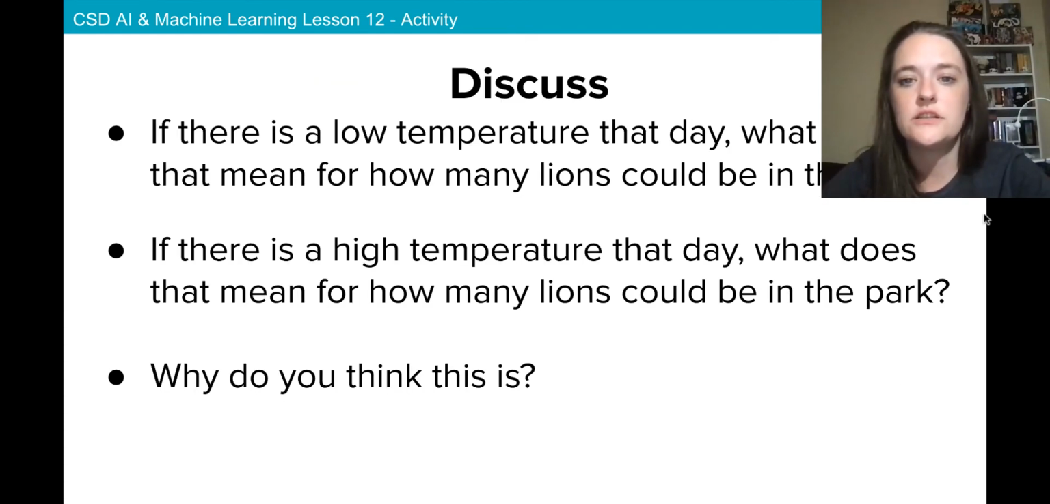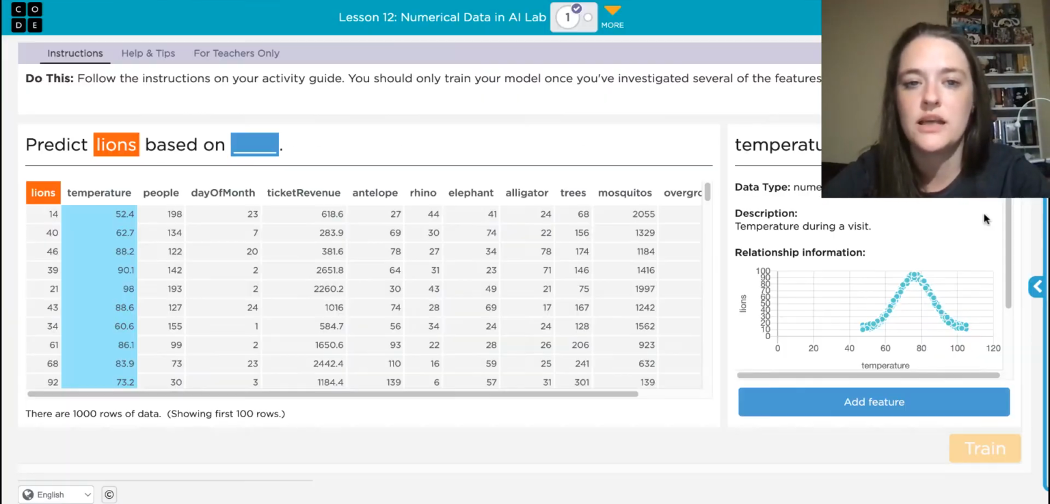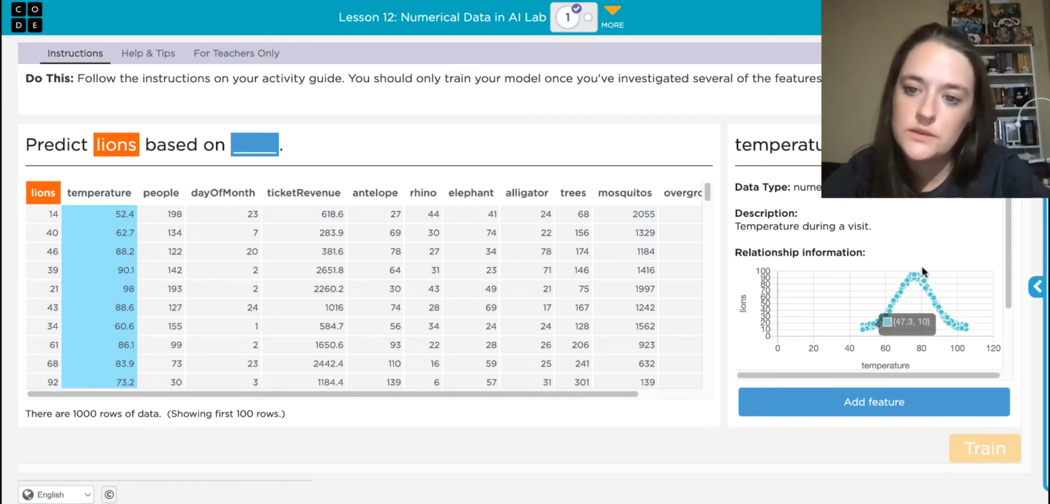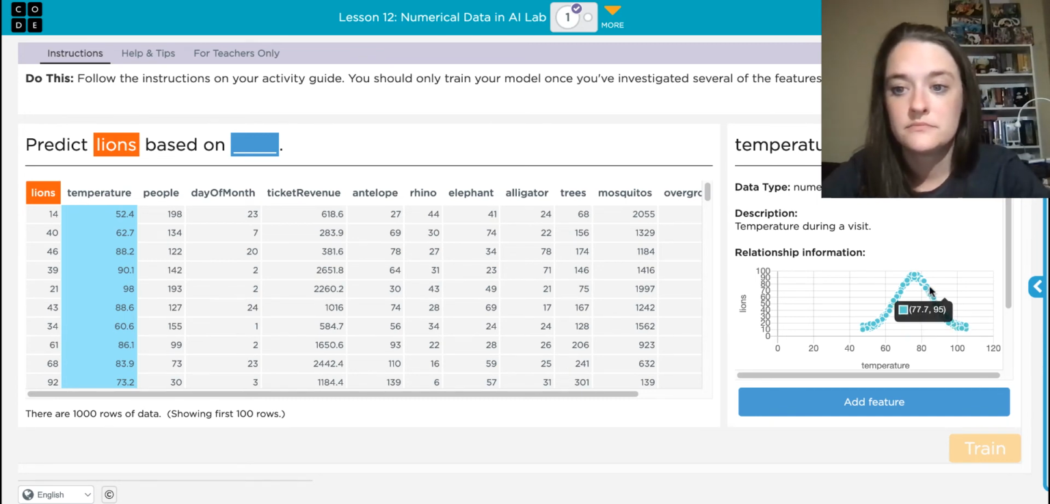Those are: if there's a low temperature, what does that mean for how many lions could be in the park? Low temperature, low number of lions. High temperature, low number of lions. Decent temperature, high number of lions.